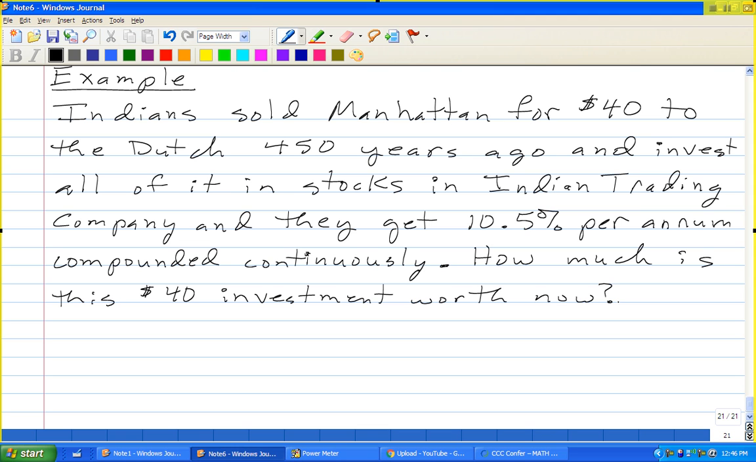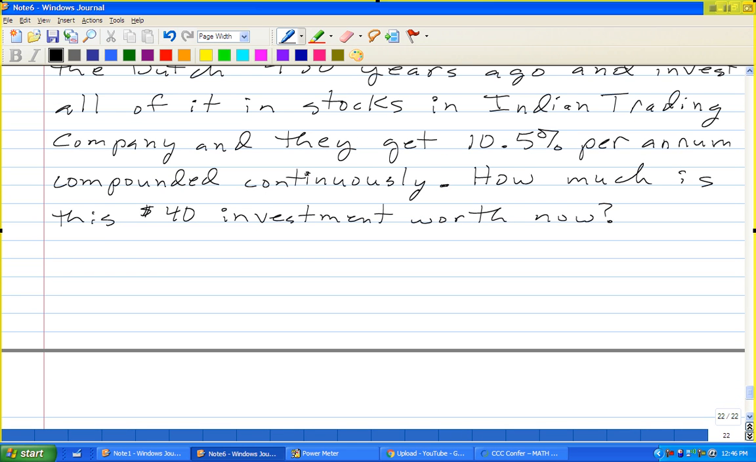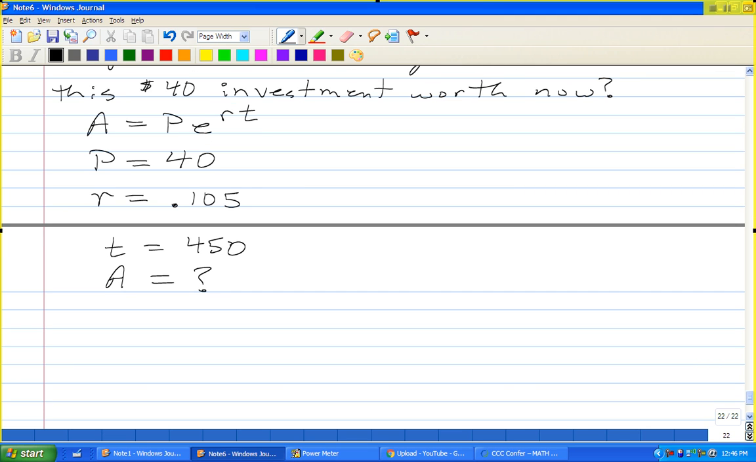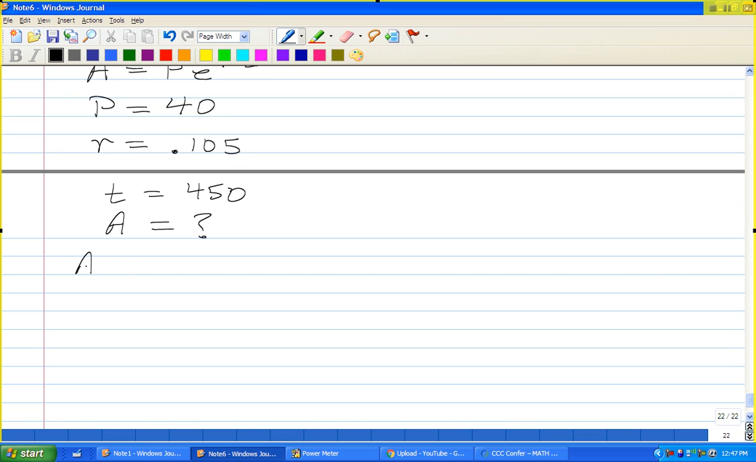So if you invested $40 at 10.5% interest compounded continuously, let's see how much they have. Let's plug into the continuously compounded interest formula: A equals P e to the rt. They invest $40. The interest is 10.5% per annum, compounded continuously, and the number of years is 450. I want to figure out how much money they now have. So this is just a simple plug-in type problem.